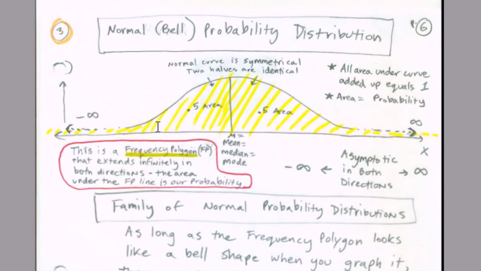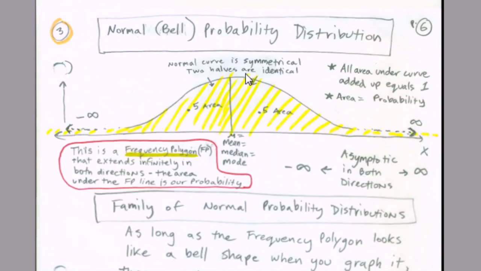Hey, this video is going to be all about the normal or bell probability distribution and this bell curve. Now, we're going to start off talking about this distribution over here in the PDFs. Then we'll jump over to Excel and do a bunch of calculating.